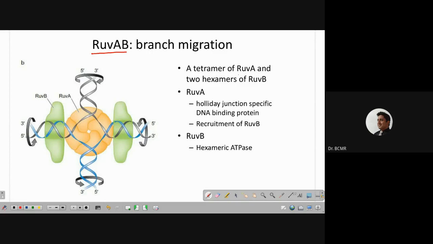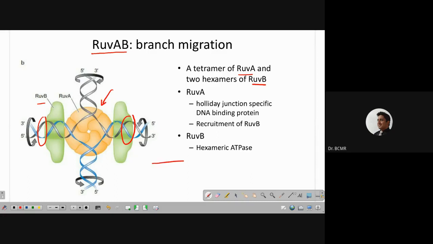It is a tetramer of RuvA and a hexamer of RuvB. RuvB forms two hexamers, ring-like structures on this DNA, like this, on opposite DNA molecules. And RuvA is the one that recognizes the Holliday junction. Okay, RuvA recognizes the Holliday junction.